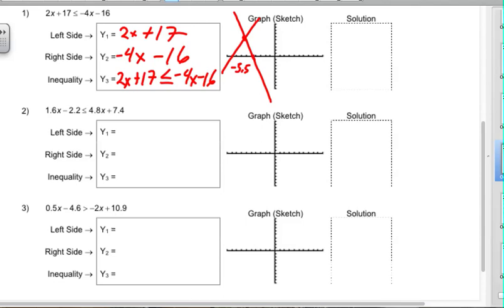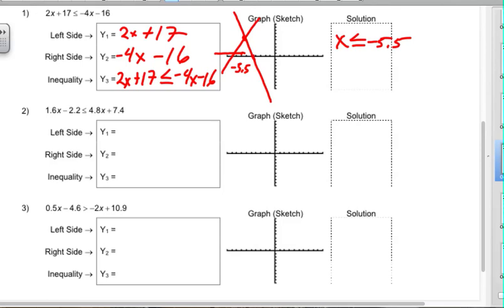Which doesn't really tell me anything, but you should have a ray over here and it's pointing in this direction, which means that x is all values which are going to be less than or equal to negative 5.5.